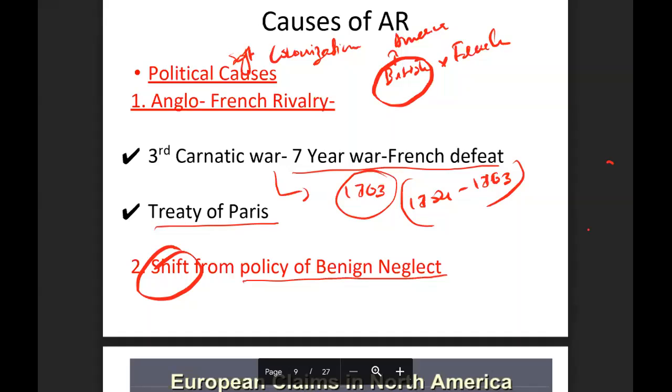These were the two main political causes. Anglo-French rivalry ended, the French left, so the British don't have to get scared of anybody. Now the French will not come and help Americans so easily because they are not on the continent at all. And the second one is the shift from the policy of benign neglect. That means the soft colonization stopped, and a new kind of exploitative measures was started by Britain or the British Crown. These were the political causes.